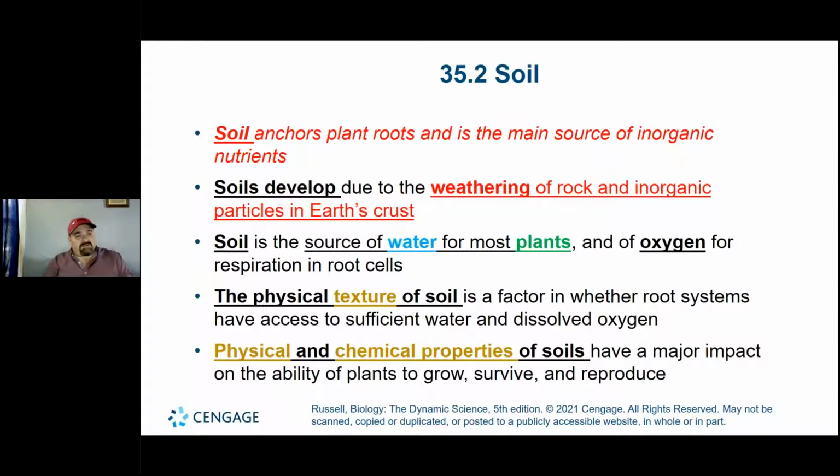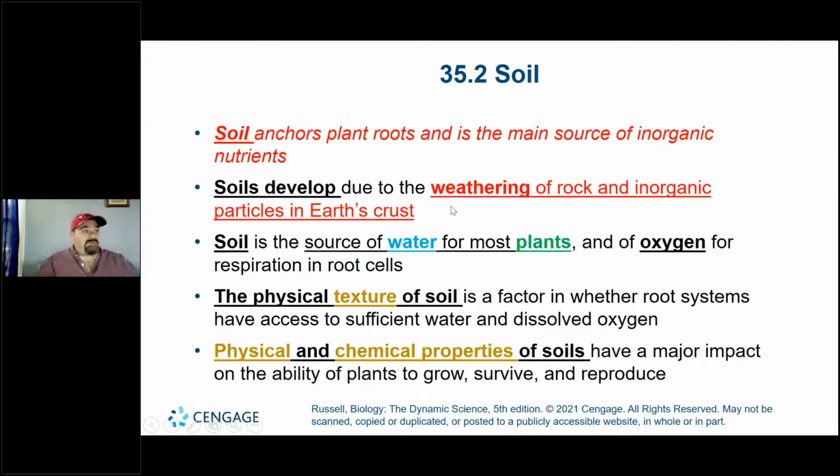As far as soil is concerned, this is a very simple statement, but one to think about: soil anchors the plant roots and is the main source of inorganic nutrients. We gather up water and minerals through the root system, into the shoot system, into the plant itself, its stems and leaves, and it is also important for the stability of the plant, anchoring it. So soils develop due to weathering of rock and inorganic particles in the Earth's crust.